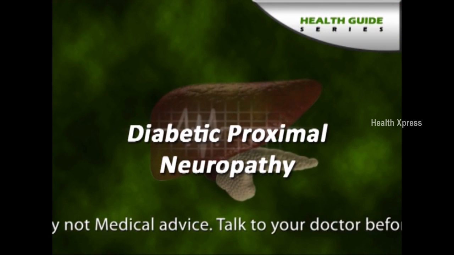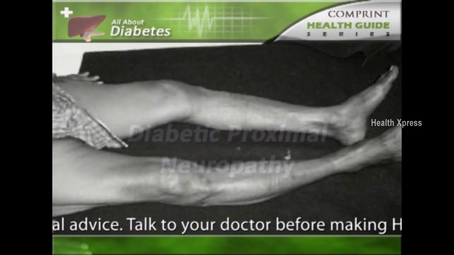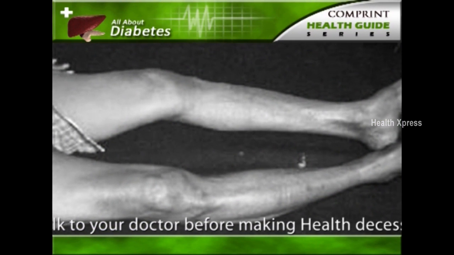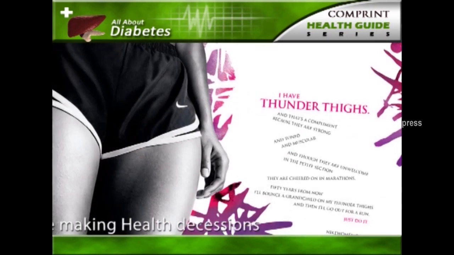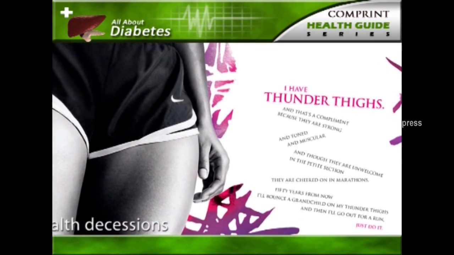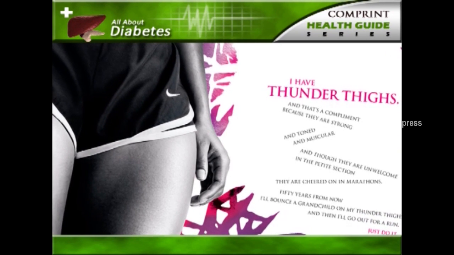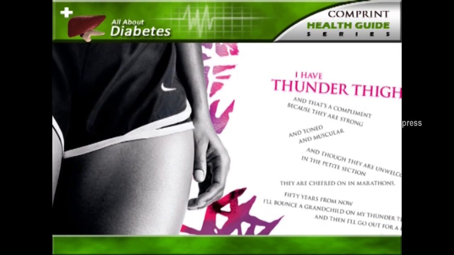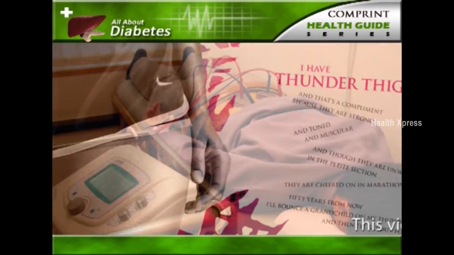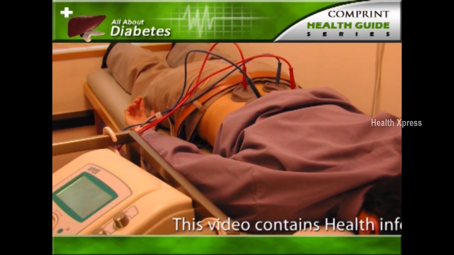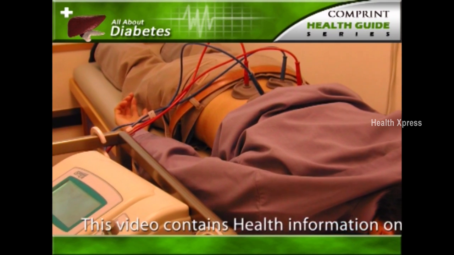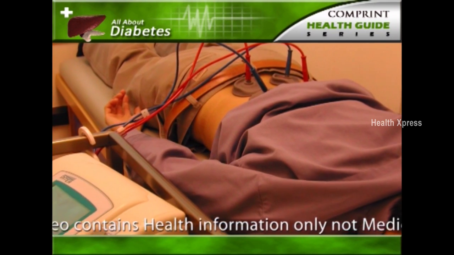Diabetic proximal neuropathy. Diabetic proximal neuropathy causes pain usually on only one side. This usually happens in the hips, thighs, or buttocks. It can even sometimes lead to leg weakness. Treatment for the weakness or the pain is normally needed and can include medications and also sessions of physical therapy.